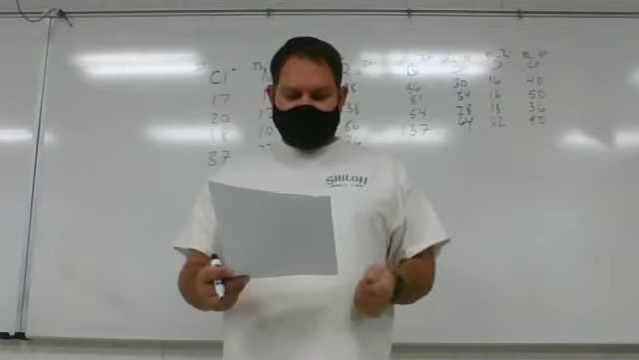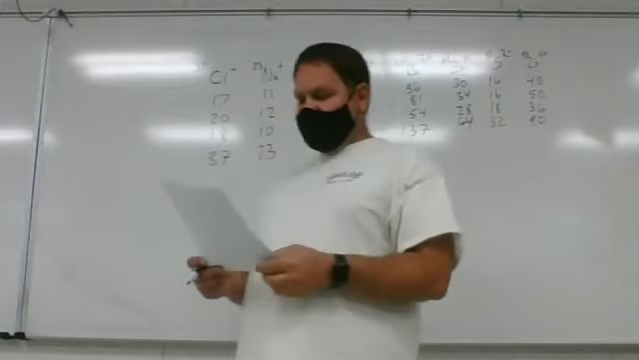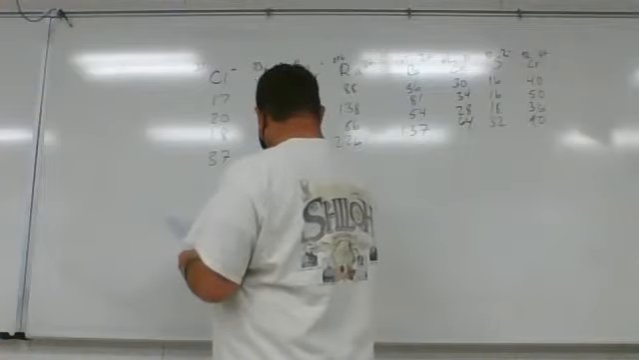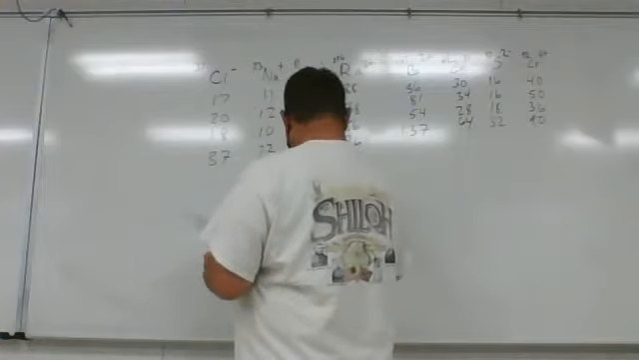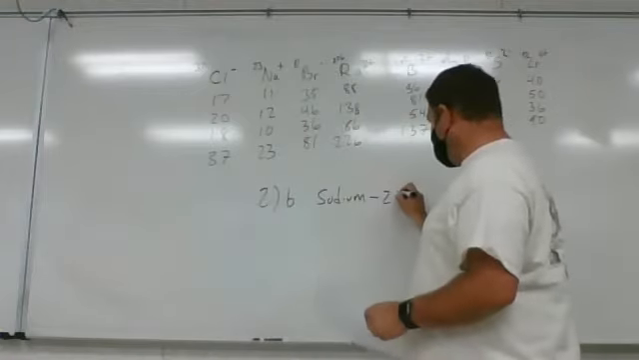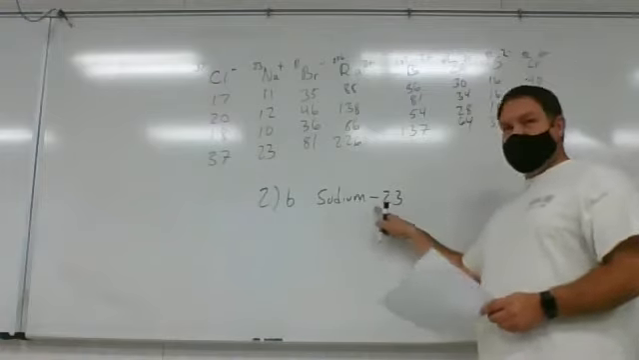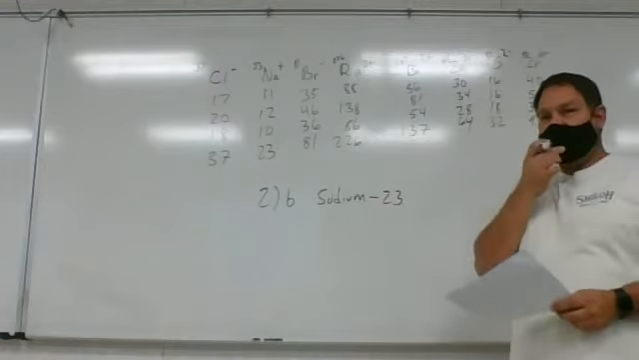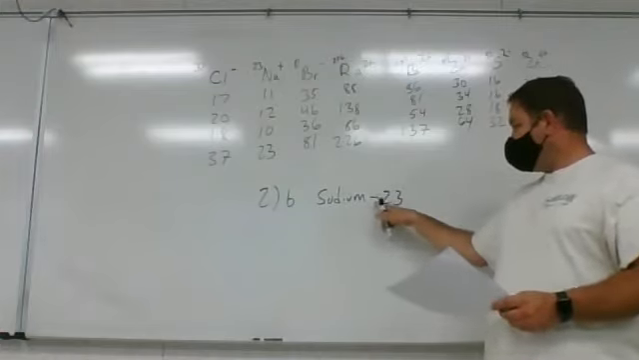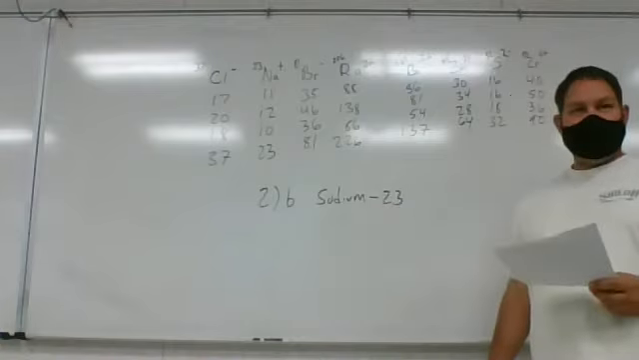Okay, B should be sodium-23. So you would write that out. This is 2B. It should be written out as sodium hyphen 23. You do need the hyphen if you're going to name the isotope correctly. So sodium-23, that would be the most abundant.